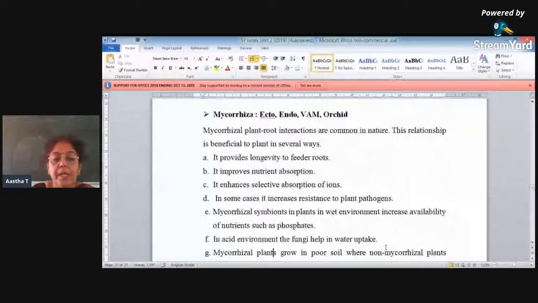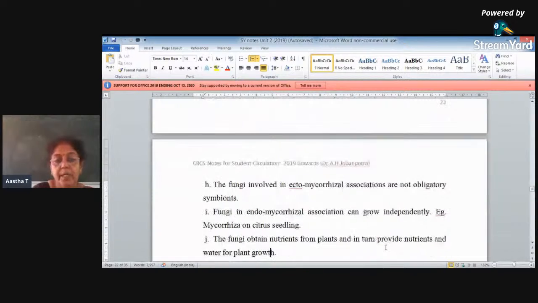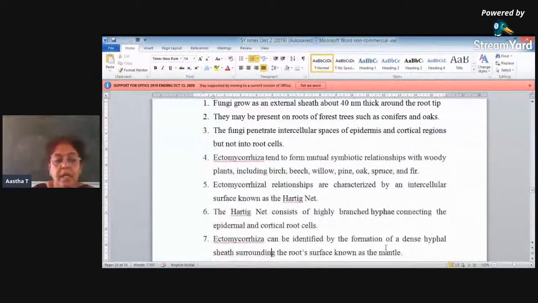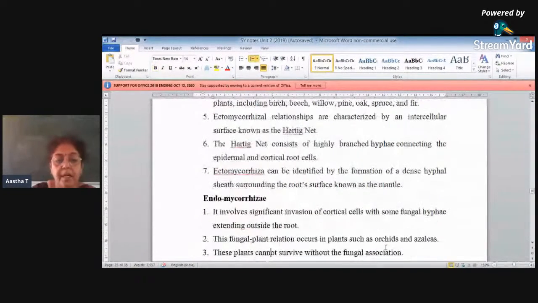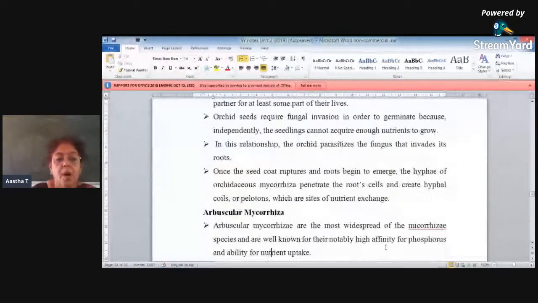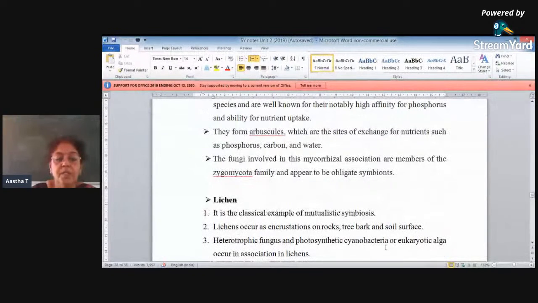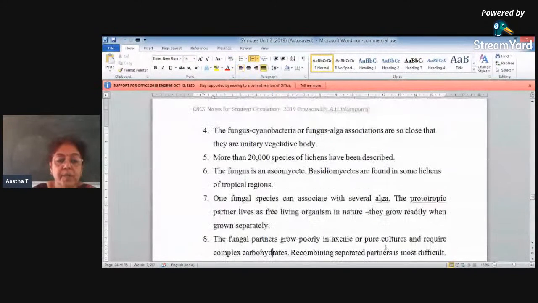The second plant interaction was mycorrhiza, the plant root interactions with fungus. In that we have seen ectomycorrhiza, endomycorrhiza, orchid mycorrhiza and arbuscular mycorrhiza, 4 types. Then we have seen one more plant interaction, that is lichen, a mutualistic symbiotic association between algae and fungi.